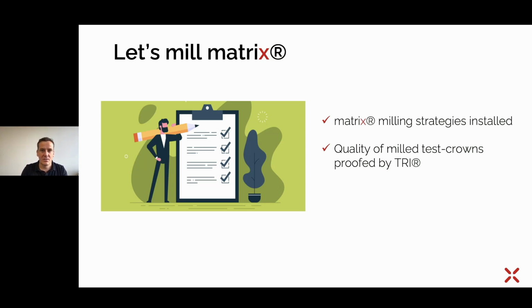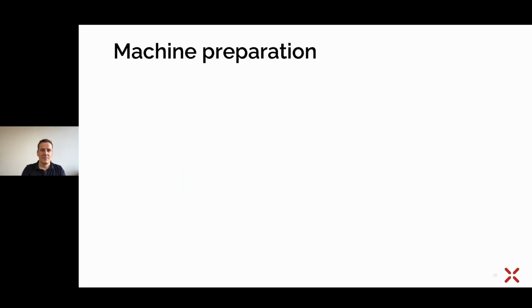And then when you start milling, TRI is going to send you test files which you have to mill, and then send them back to TRI, and we do a quality control of your milled prosthetics in different materials. And when we give you the go, then you are an approved and certified milling center. This happens after we have proven the quality of your milled prosthetics. Okay, so this is how it works.